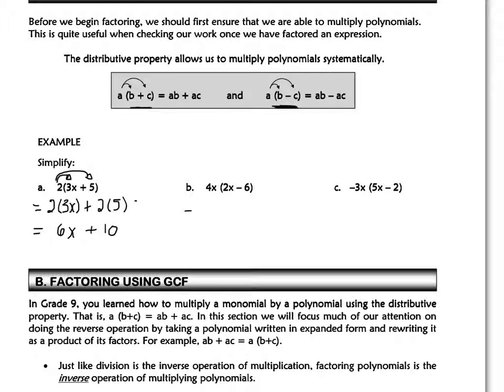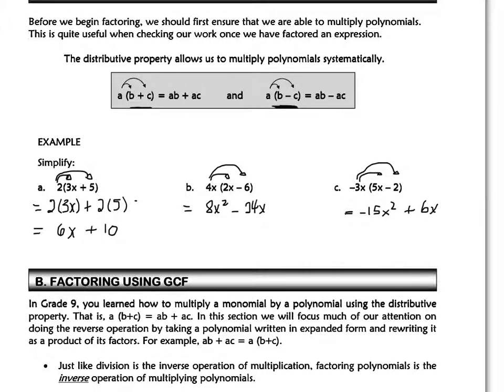So like for example, the next one here would be 4x times 2x. So we'll skip the first step, and that would be a result of 8x squared. And then 4x times negative 6 would be negative 24x. And then this one, negative 3x times 5x is going to be negative 15x squared. And then negative 3x times a negative 2 is going to be plus 6x.